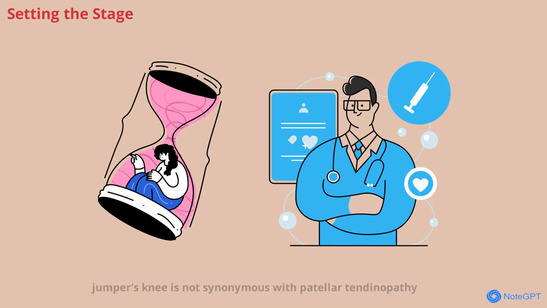Jumper's knee is not synonymous with patellar tendinopathy. It actually includes both patellar and quadriceps tendinopathies. While patellar tendinopathy has been extensively researched, quadriceps tendinopathy remains largely overlooked. This video will explore why distinguishing between these two conditions is crucial for effective treatment and patient outcomes.